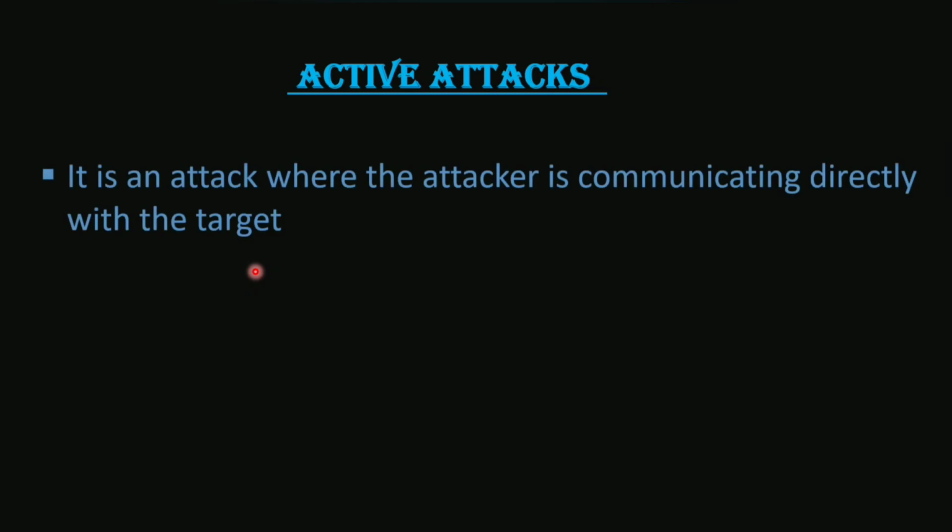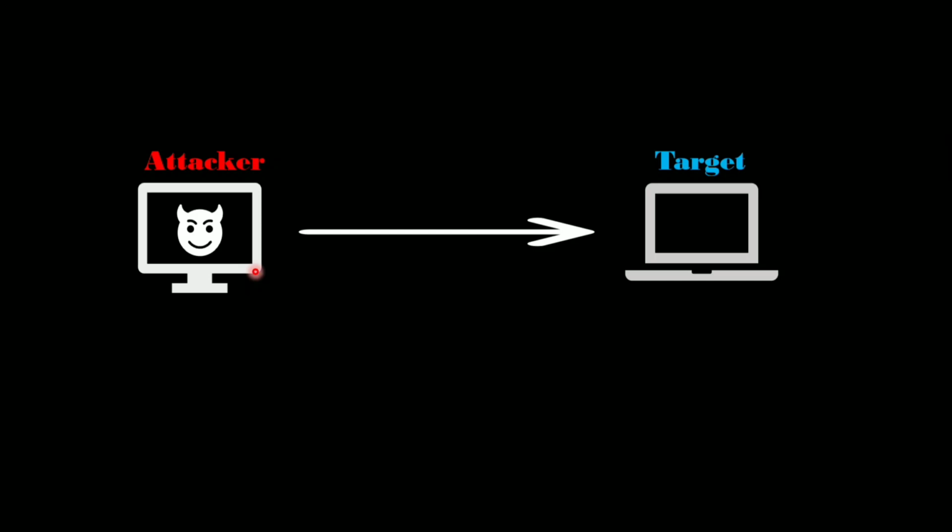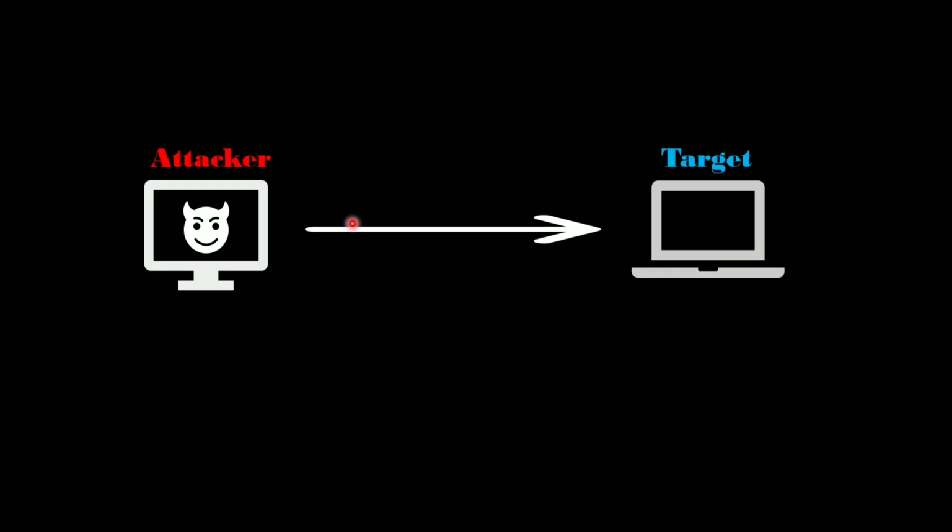First, we are going to see the active attacks. These are attacks where the attacker is communicating directly with the target. Like you can see here, I have one theory: the attacker is here and communicates directly with the target, without any interruption or third party. He can sniff the data and collect all of it. And the man in the middle attack also happens here.